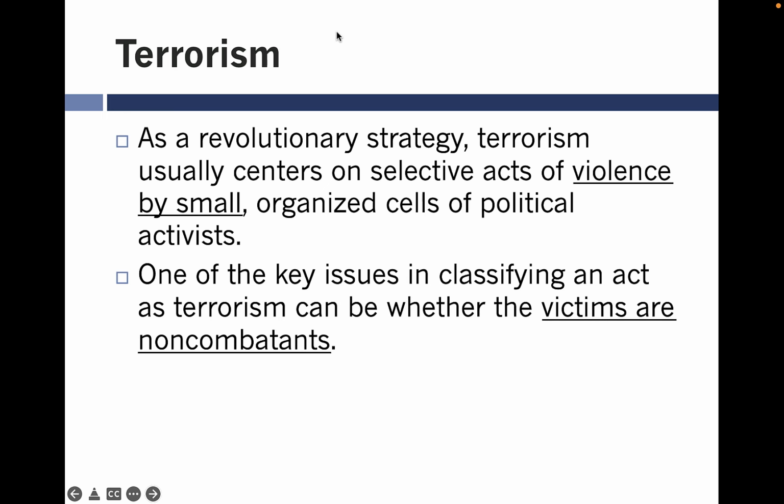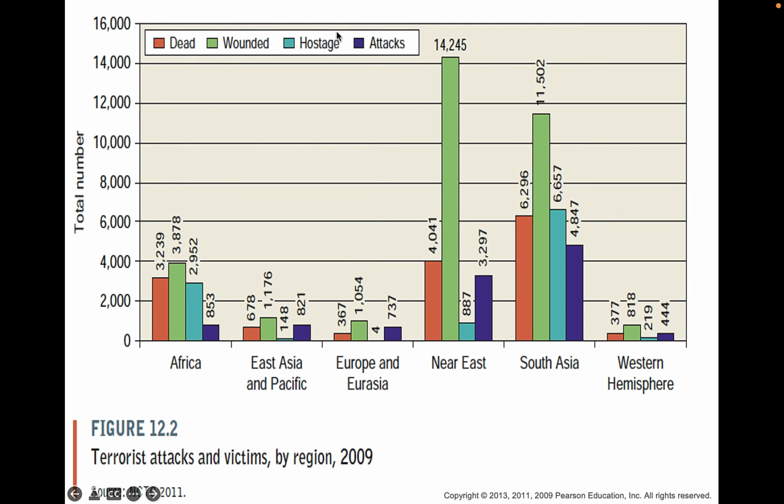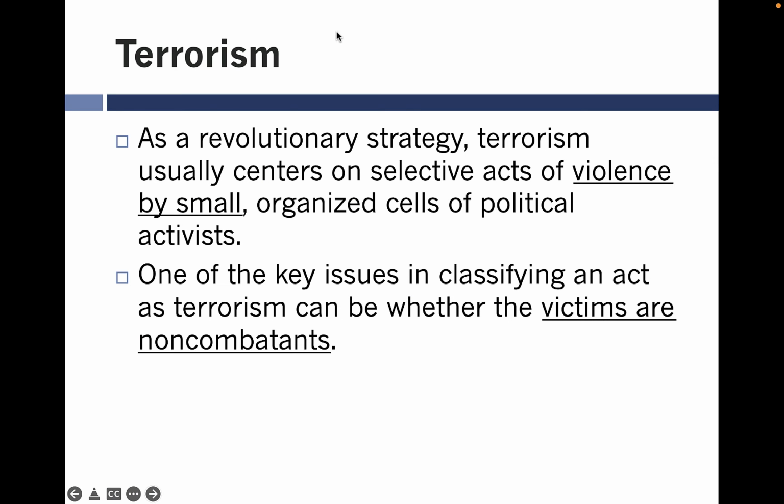And terrorism is a revolutionary strategy where we usually have violence by a small organized cell of political activists. One of the key issues is class in an act of terrorism: whether the victims are non-combatants. I think the simple definition of terrorism is trying to intimidate somebody, a person or a group of people or a government, by the threat of force or actually using force, whether or not that organization is outside the state or within the state.